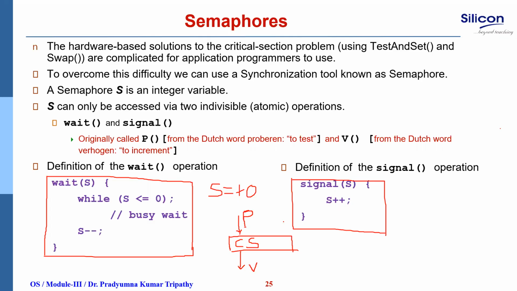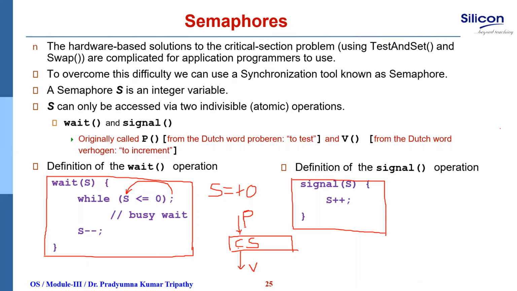So it will try to execute the wait. What is the value of S now? The value of S is 0. So while S is less than or equal to 0, the condition is satisfied, and it will remain over here. It is spinning in this while loop. It cannot enter into this S minus minus. It will just keep spinning over here. Correct? So any process that comes has to spin over here.